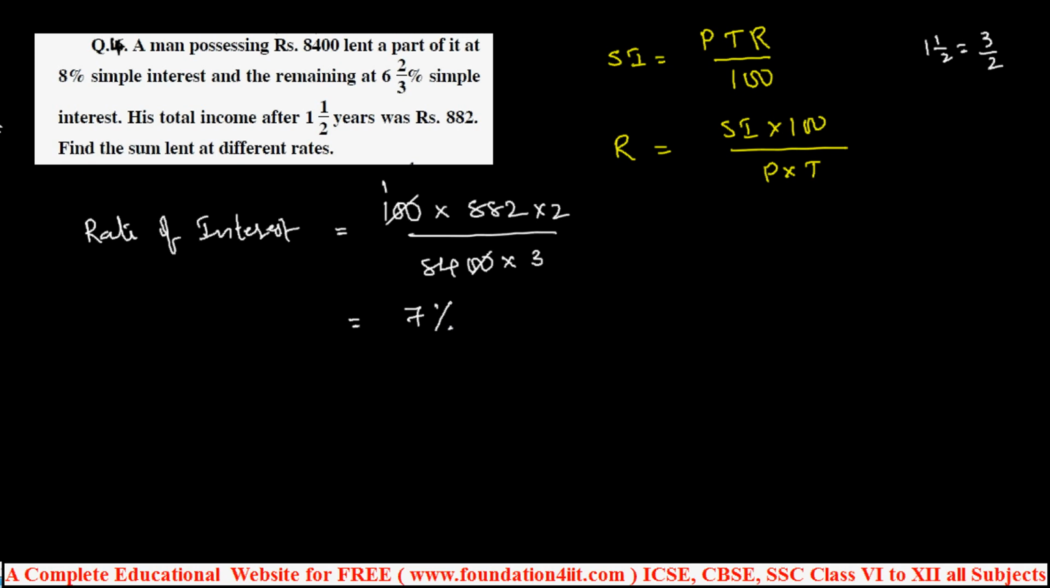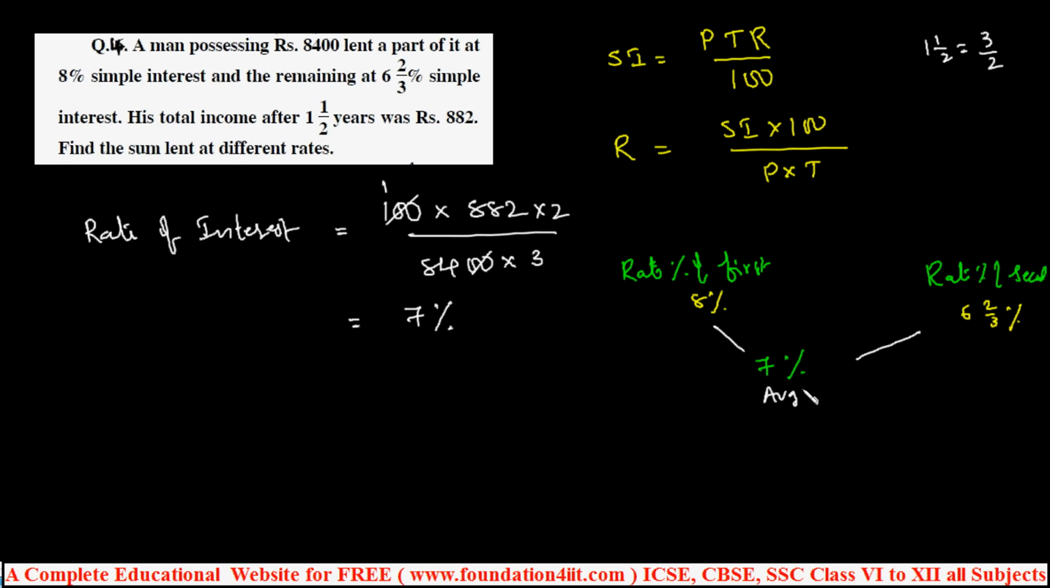For this we need to apply the alligation rule. So the average 7% is at the center, and this is the rate percent of the first and the rate percent of the second. The first one, according to the question, is 8%, and this is 6 2/3%. These are the two rates on this side, and this is the average.